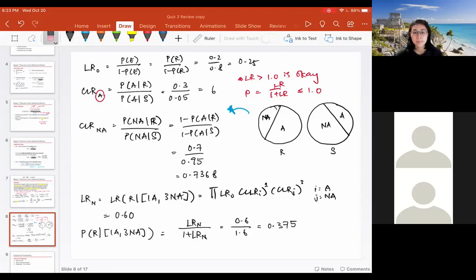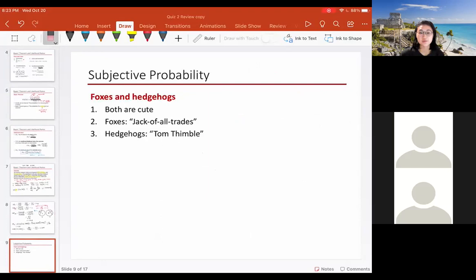So, any questions? Please feel free to put it in the chat. All right, so I'm going to move on to subjective probability. I'm just going to go over this very quickly.